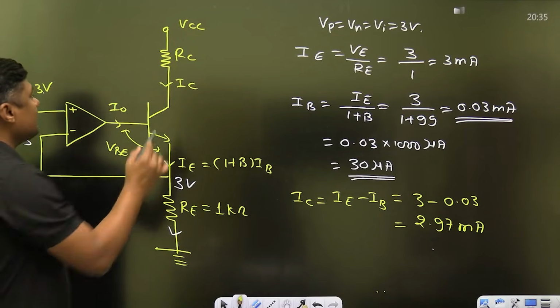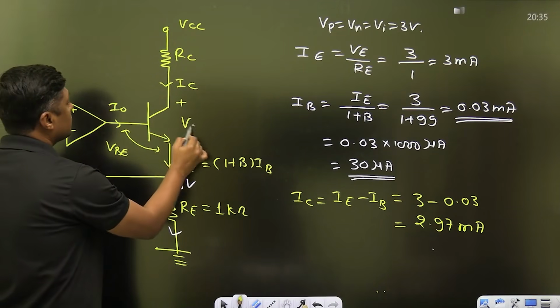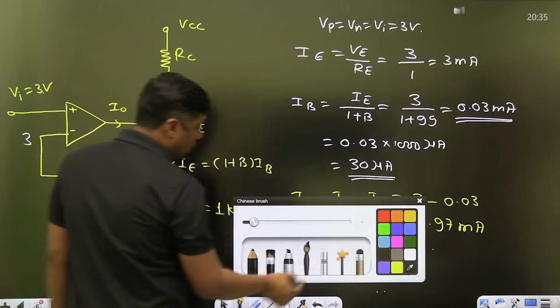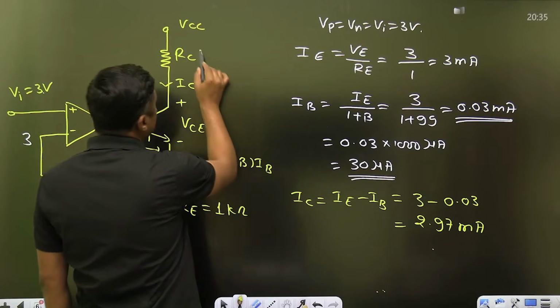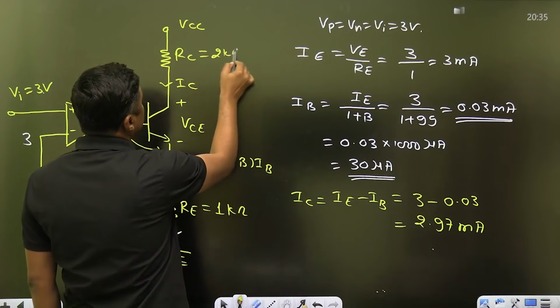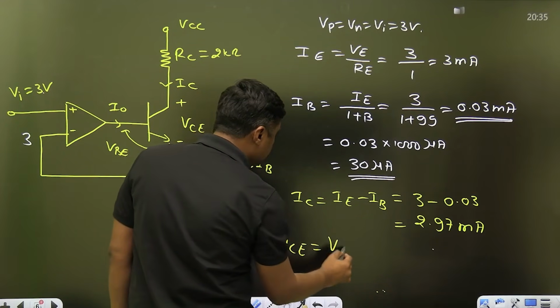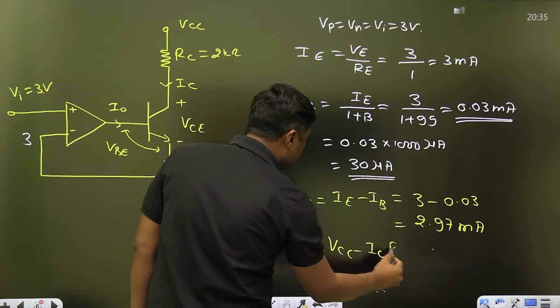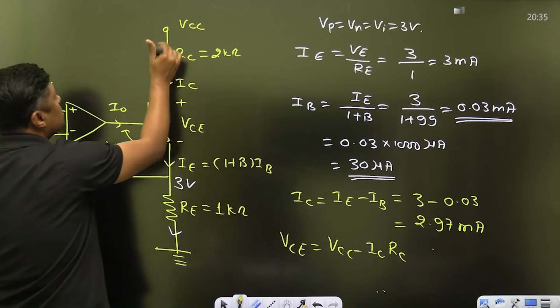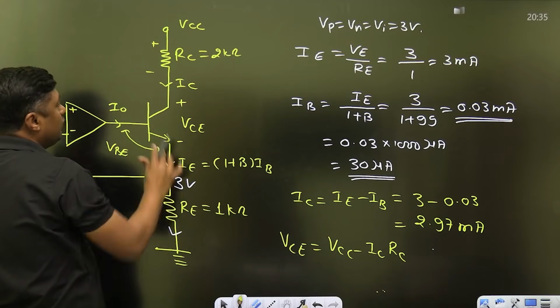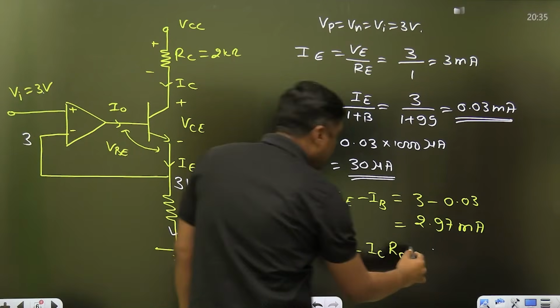Can you calculate what is the value of the VCE? Now what is the RC given? 2 kilo ohm. Because for the transistor in saturation it should be more than what? Ideal value 0 volt. So you have to calculate the VC. VCC minus IC into RC. This VCC minus drop across this RC plus drop across this RE will give you the value of VC, IE into RE.